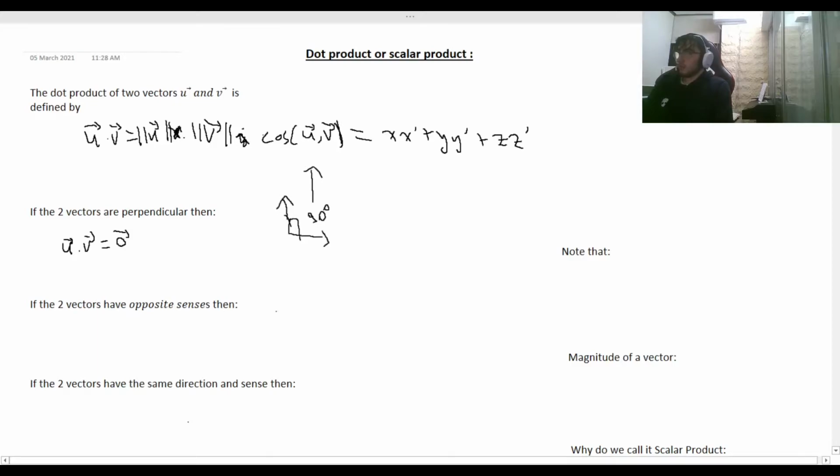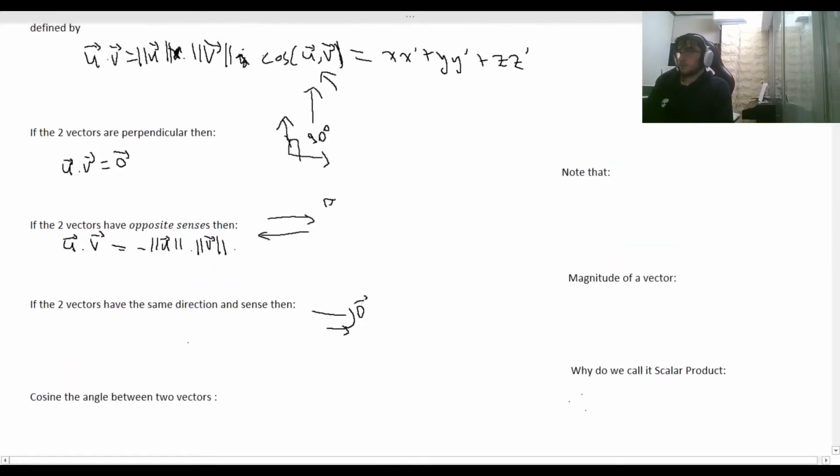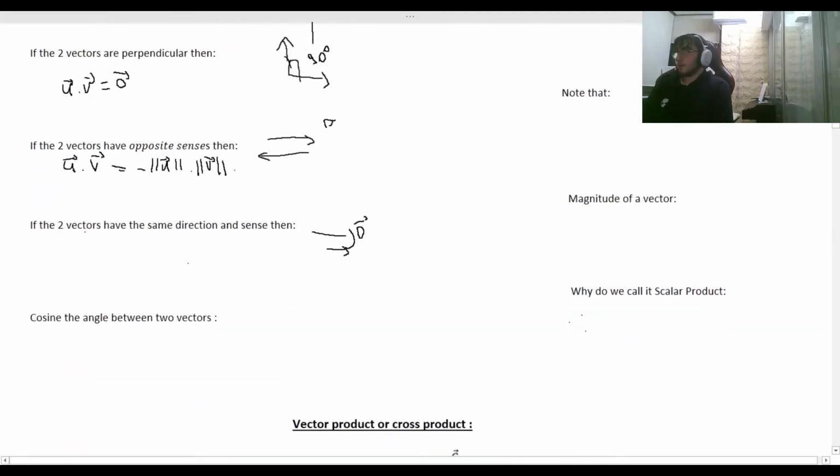If the two vectors have opposite senses, then the angle between them is equal to pi, or 180. And we all know that cosine of pi is equal to -1. So their dot product is equal to negative the magnitude of the first vector multiplied by the magnitude of the second vector, and this is it. If we have two vectors that have the same direction, this means that the angle between them is 0. So cosine of 0 is equal to 1. So it's simply the product of the magnitudes of the two vectors.